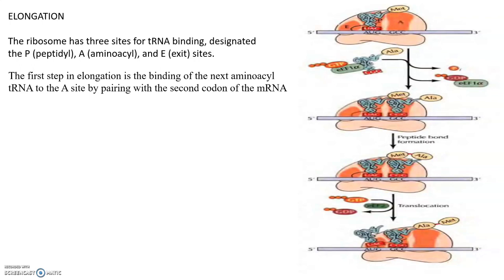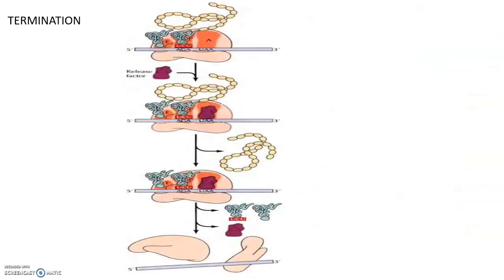Based on the codon, the correct amino acid tRNA binds, the amino acid is transferred to the tRNA at the P site, and translocation occurs by moving 3 nucleotides along the mRNA. Elongation continues until a stop codon, that is UAA, UAG or UGA, is reached, because there are no tRNA molecules to code for this codon.